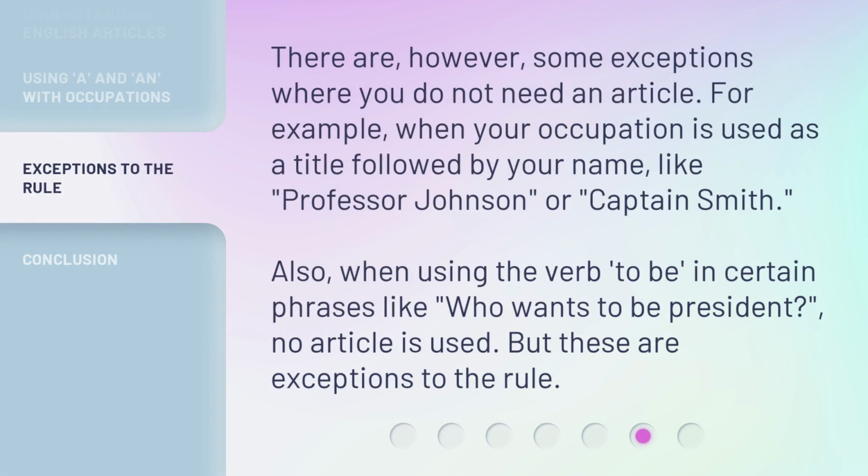There are, however, some exceptions where you do not need an article. For example, when your occupation is used as a title followed by your name, like Professor Johnson or Captain Smith. Also, when using the verb to be in certain phrases like who wants to be president, no article is used. But these are exceptions to the rule.